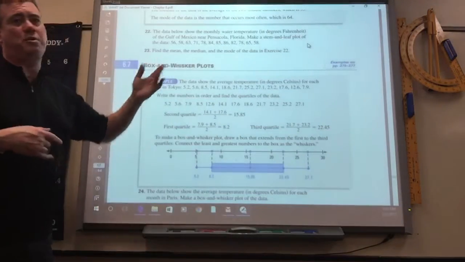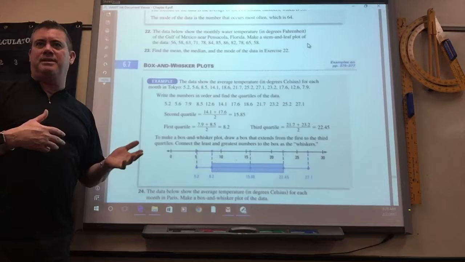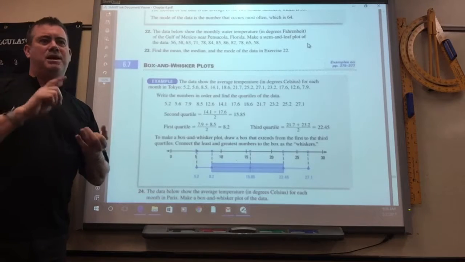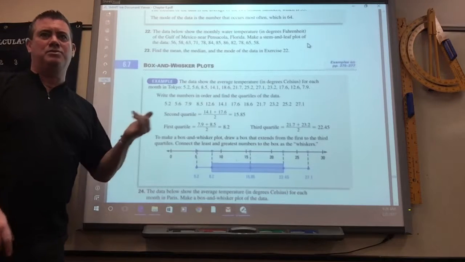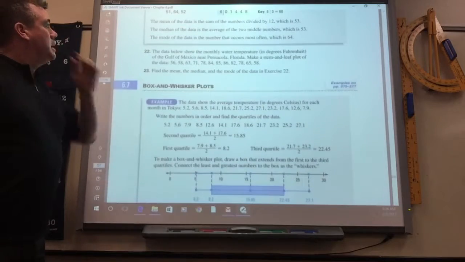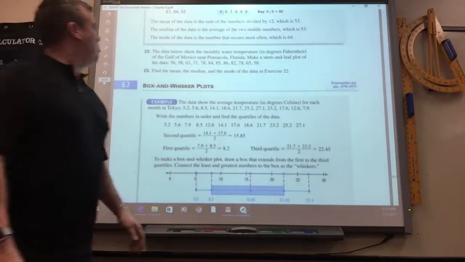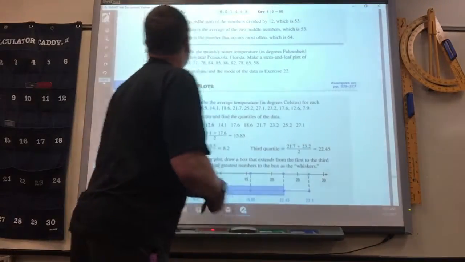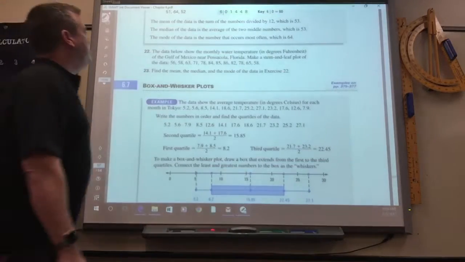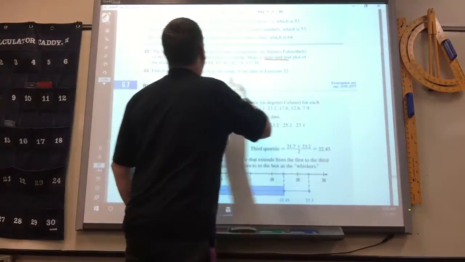But this is yesterday's. This is also a review for the test, because the test will be just like these. Tomorrow, you gotta make stem and leaf plots, mean, median, mode, and box and whisker plots. So, for 22, we gotta make a stem and leaf plot of this data.